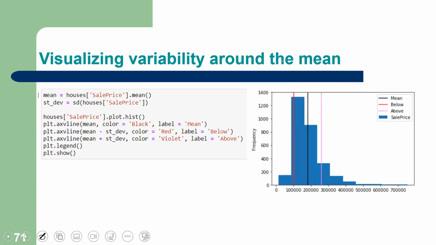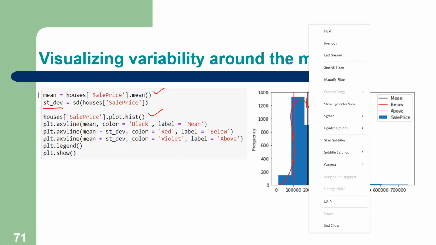Then visualizing the variability around the mean. I have taken the same sale price. I have calculated the mean, and also the standard deviation for the same sale price. Now I want to plot this. Initially I'll plot the histogram for the sale price, and this is how my histogram looks. Once I plot the histogram, the black color indicates your mean.